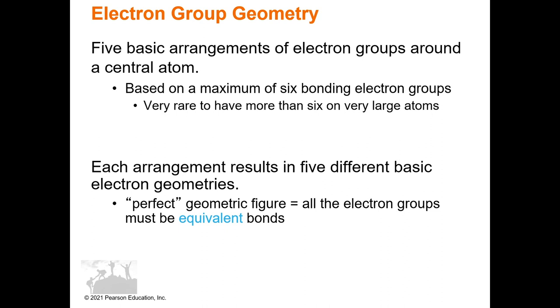Before we get into molecular geometries, we first need to take a look at electron geometries. These are the most basic arrangements, and they're considered perfect geometric figures because all of the electron groups are bonds. You're not going to see any lone pairs on the central atom in the next several slides. So this is going to help you in understanding molecular geometries, which are just a little bit more complicated than electron geometries.